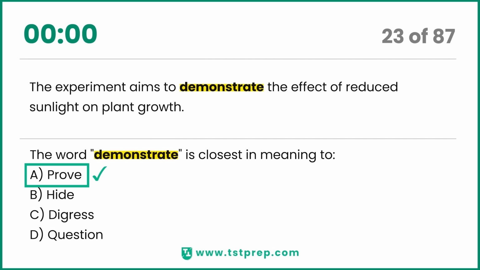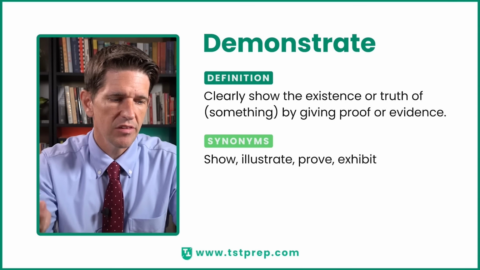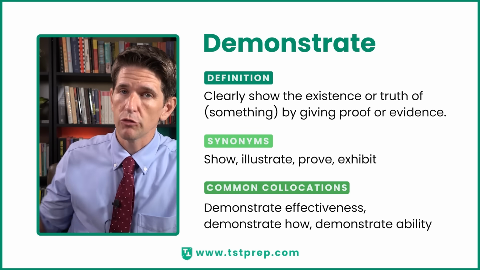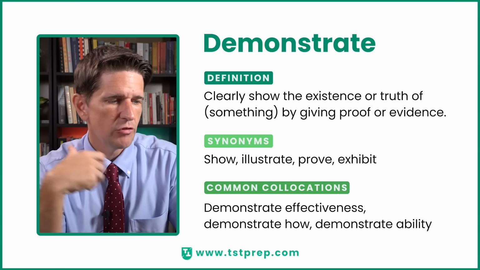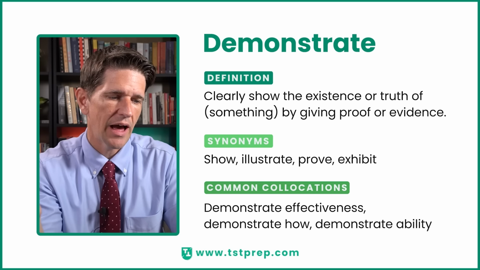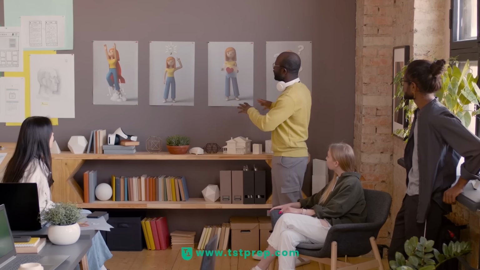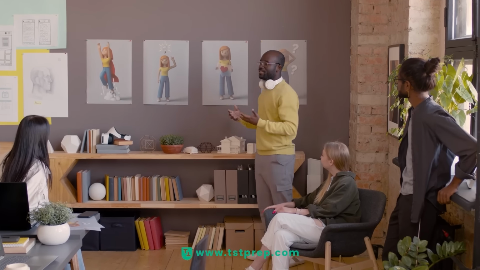Here the correct answer is A, prove. So to demonstrate something, you clearly show the existence of a truth by giving proof or evidence. You demonstrate effectiveness, demonstrate how, demonstrate ability. I always think of presentations as demonstrations. Let me show you. I have to demonstrate. Here, this is it. This is my demonstration. It's like a fancy way to say show.